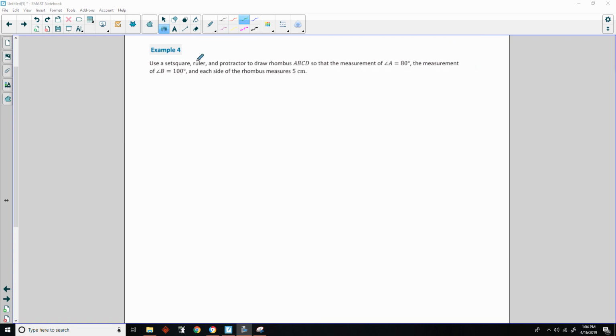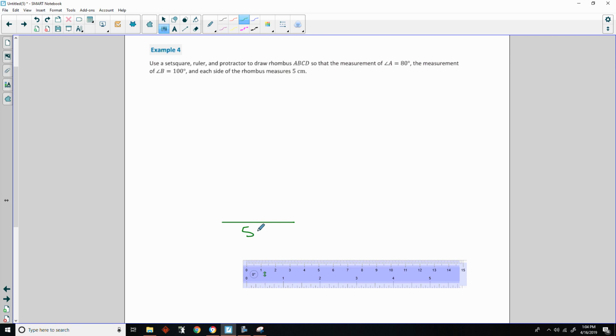Okay, so one last time, we're going to use a square, ruler, and protractor to draw a rhombus ABCD so that the measurement of angle A is 80, measure of angle B is 100, and each side of the rhombus measures 5 centimeters. So obviously I'm going to start with a line segment that is 5 centimeters long. I'll put this smack dab in the middle of this page. I start at 0, and I measure over to 5. And there's my 5 centimeter segment. And I will call this, let's put A over here, and B here. I'm going clockwise, so naming this. So there's side AB, 5 centimeters long.